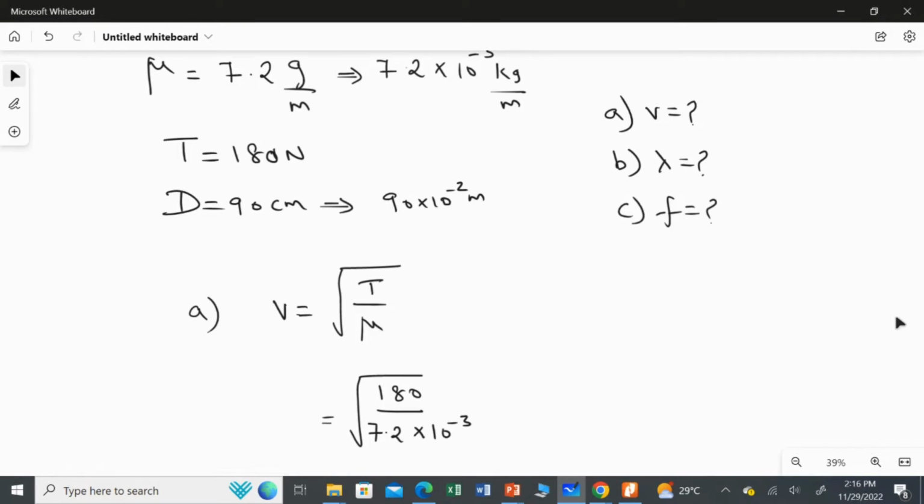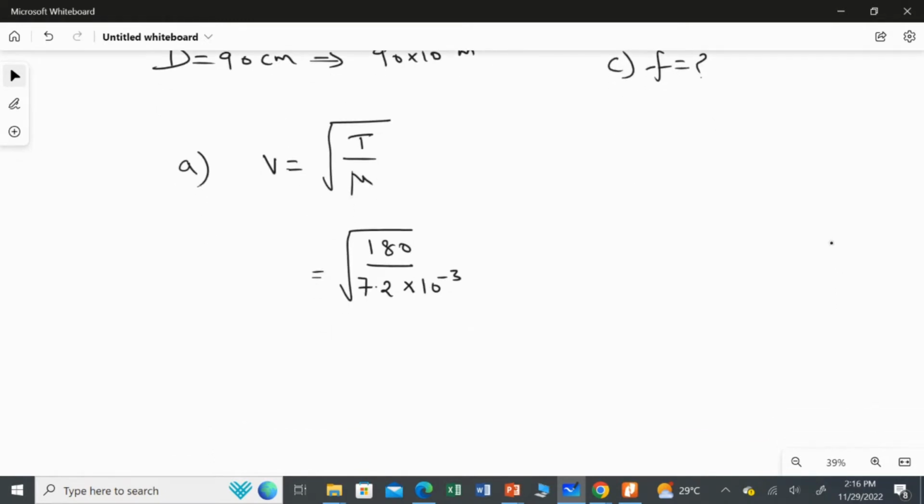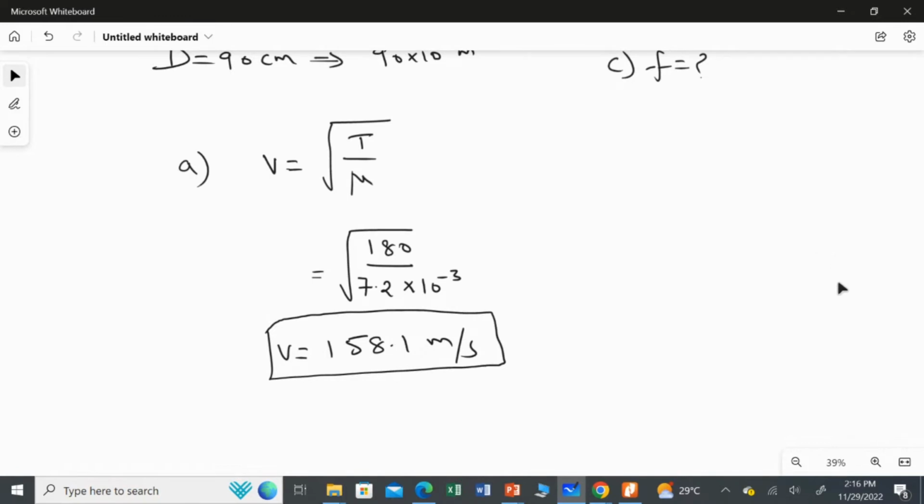Let's see what the answer for the speed of the wave is. Therefore v equals the square root of 180 over 7.2 times 10 power minus 3. Actually the answer is 158.1 meter per second. For your calculation, if you just round the value, no problem, okay? But I'm going to take it as it is. It is 158.1 meter per second, which is the answer for the first question.